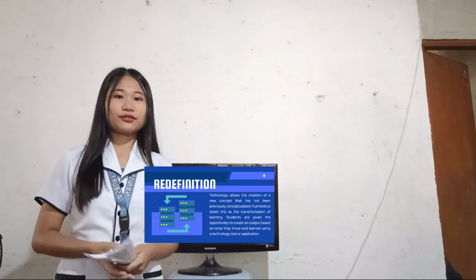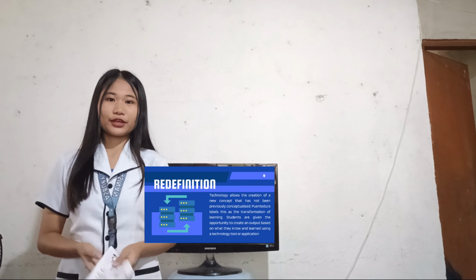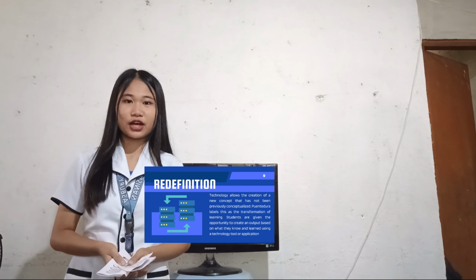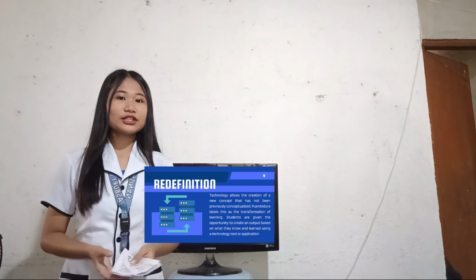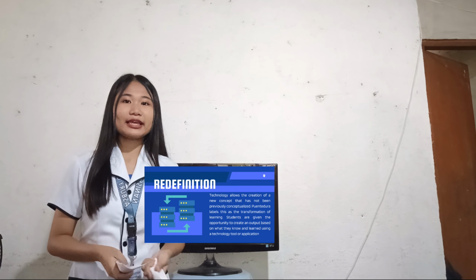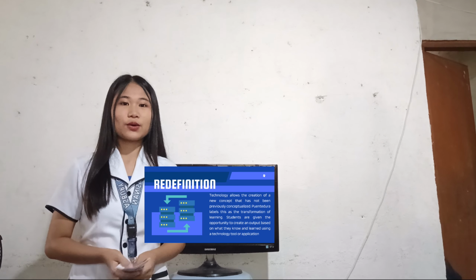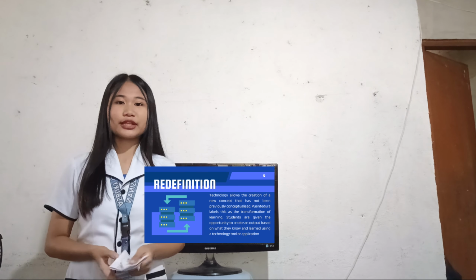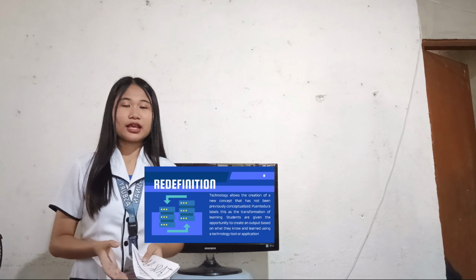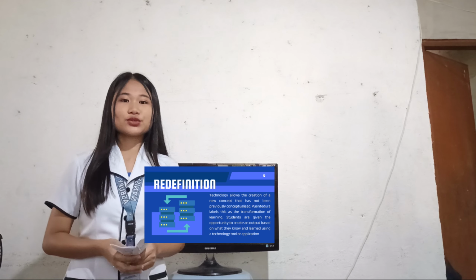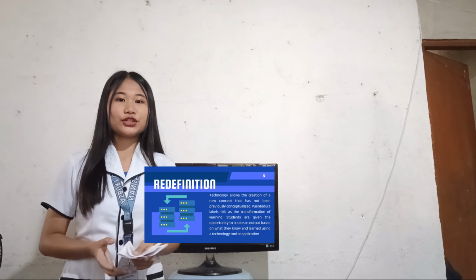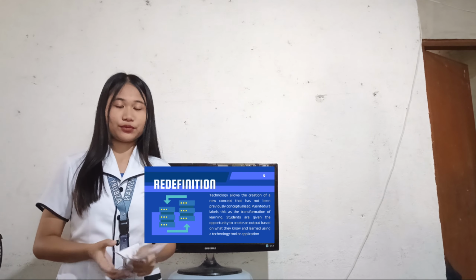Who wants to read the definition of it? Thank you. So redefinition is the highest level of technology integration. In this stage, technology is used to transform learning, enabling students to create new concepts and opportunities. With redefinition, students are given a chance to go beyond traditional learning methods and to utilize technology tools or applications to create something new and generate innovative outputs.